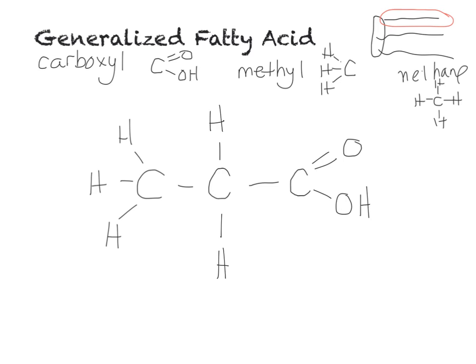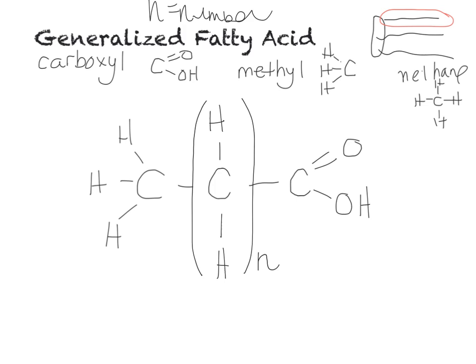Now I'm going to do something weird and wacky and funny. I'm going to draw parentheses around here, and I'm going to draw an N. What just happened to our life? Well, this N stands for number. That means I can have a variety of these groups. So maybe one fatty acid is going to have a methyl, a carboxyl, and 10 of these groups in the middle. Maybe one is going to have a methyl, a carboxyl, and 25 of these groups together.